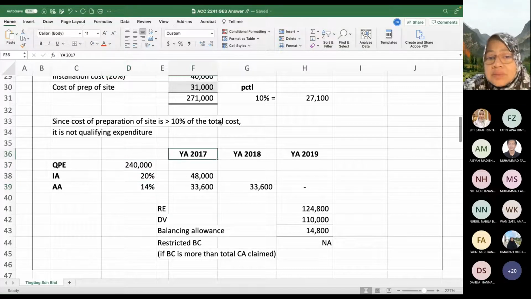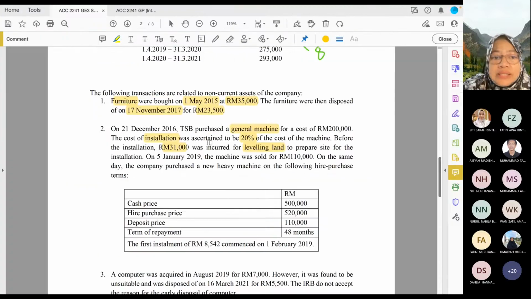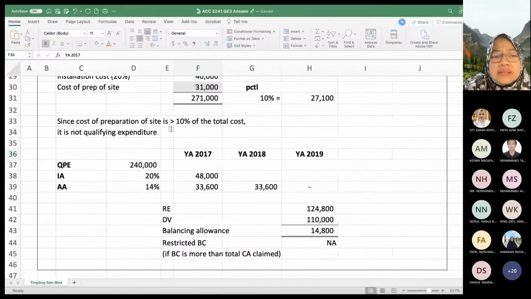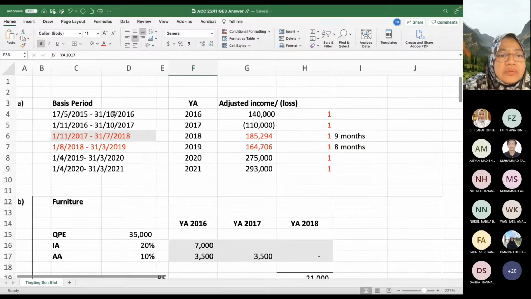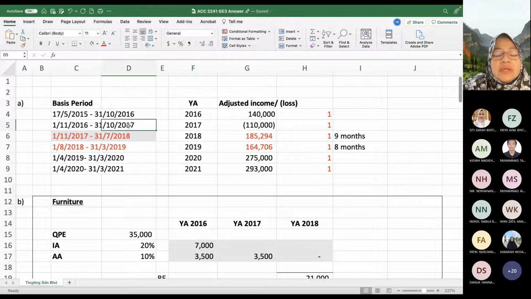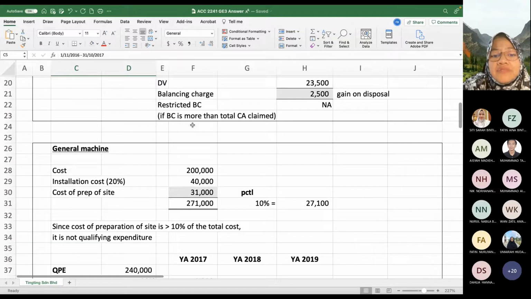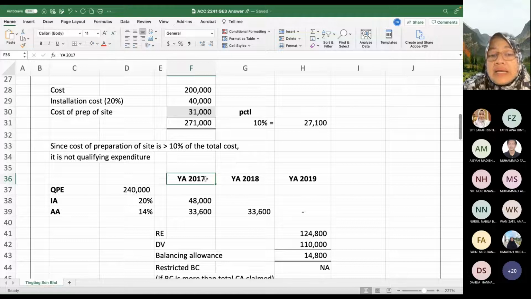And then you start claiming in 2017, because you have to look at when you actually incurred. You incurred that on 21st of December 2016. All right, December 2016 falls in 2017. Right, so it's here. So you have to check the period, which is the year of assessment. So if the date falls into this period, it means that it's 2017. So that will be the first year that you're going to claim IA and AA on the asset. All right, so you claim IA in 2017 and you claim AA in 2018.